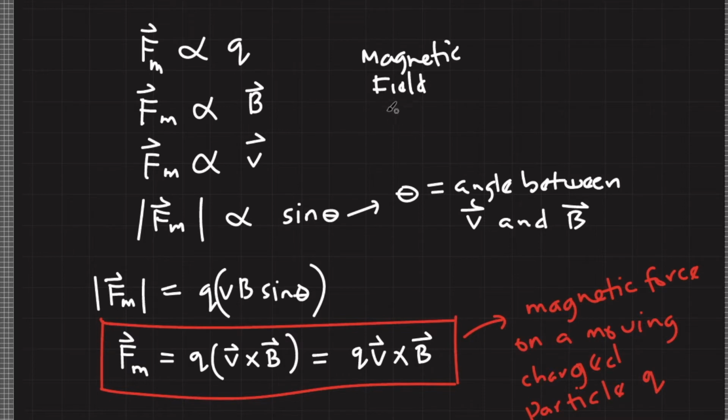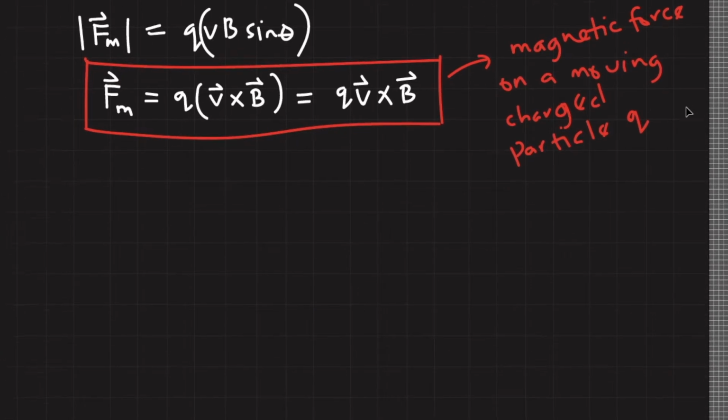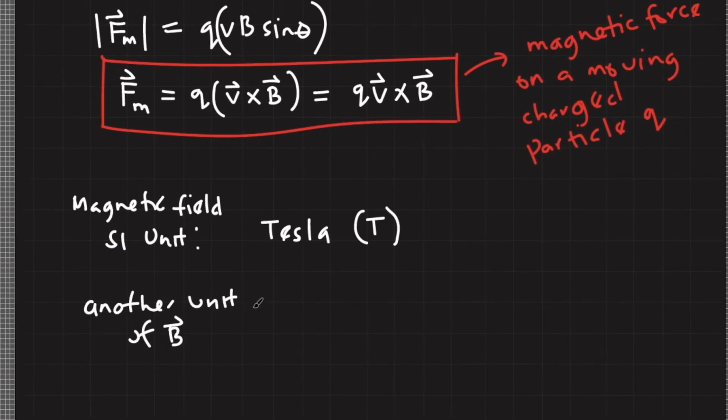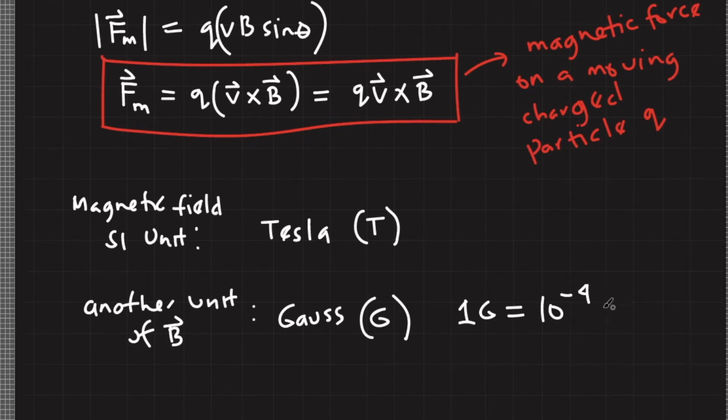The SI unit of magnetic field is Tesla, abbreviated as capital T. And we also have another unit for magnetic field, which is Gauss, represented by capital G. And 1 Gauss is equal to 10 to the negative 4 Tesla. This unit is helpful when we're dealing with magnetic field produced by the planet Earth, because usually the magnetic field on the surface of the Earth is 0.25 Gauss to 0.6 Gauss, so it's actually near 1 Gauss. And this is the magnetic field that is actually detected by a regular compass.